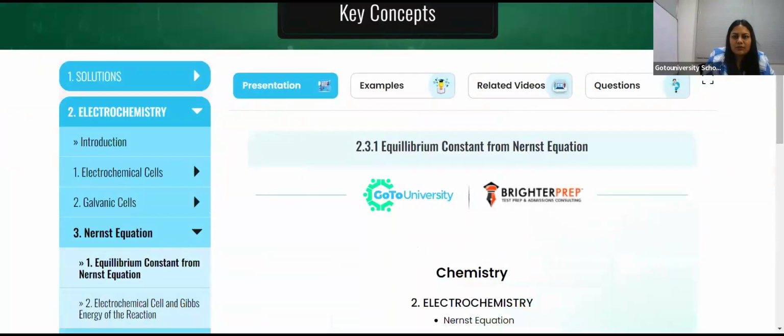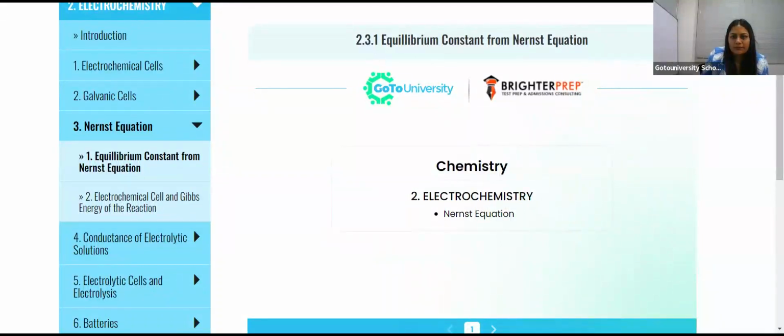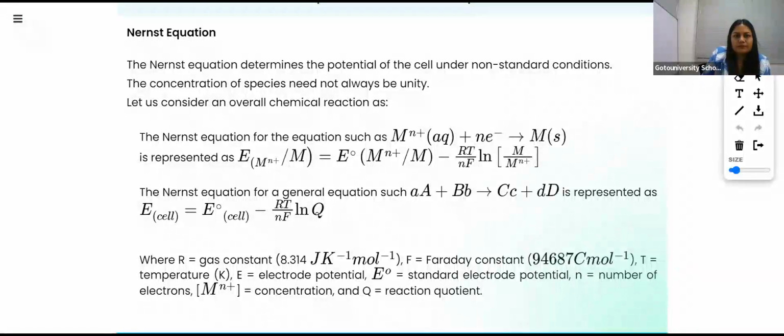Let's move on to our next topic, that is the Nernst equation, which is the most important topic of this chapter. So let us first discuss what the Nernst equation is. The Nernst equation determines the potential of the cell under non-standard conditions.